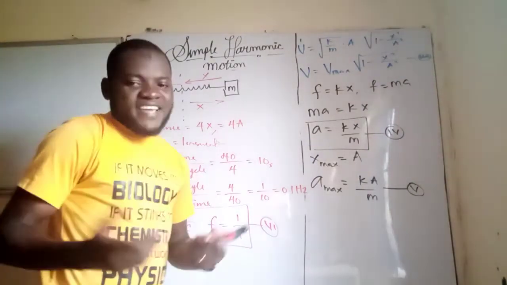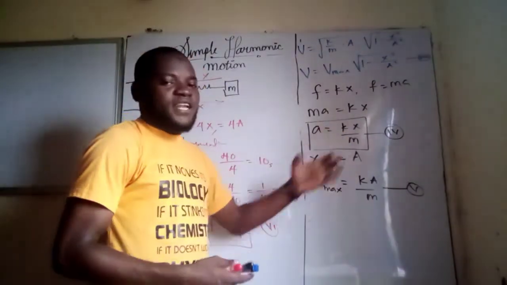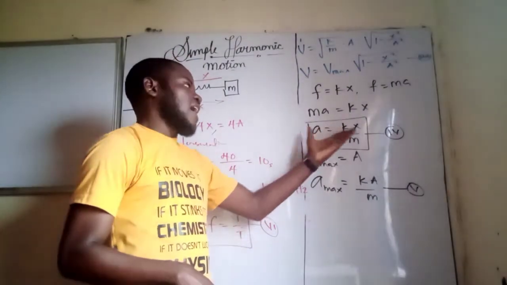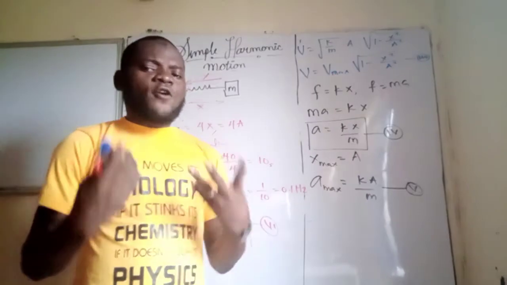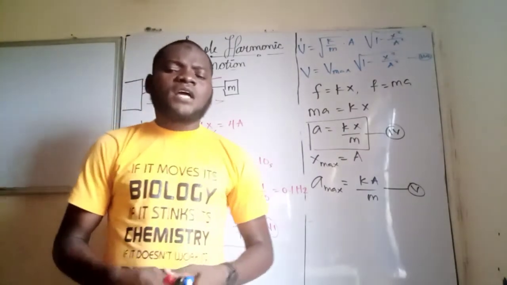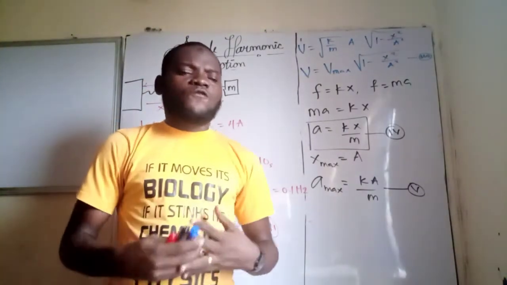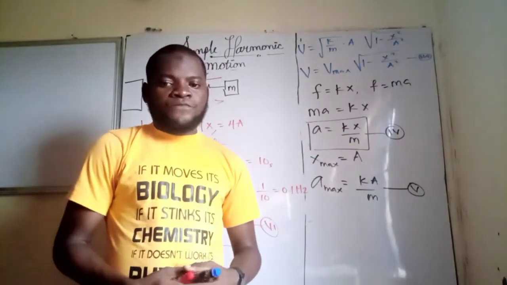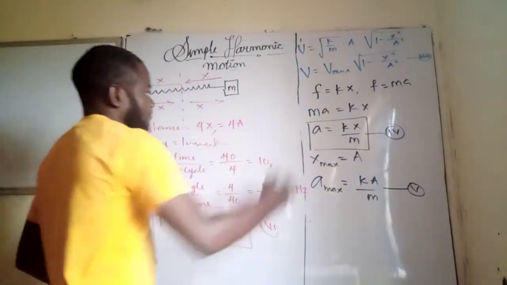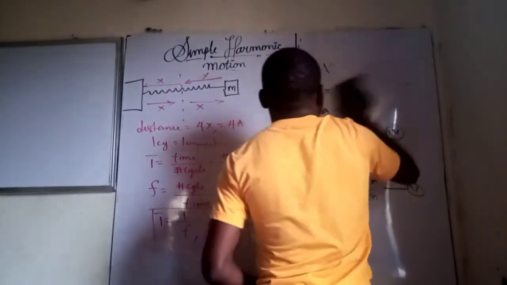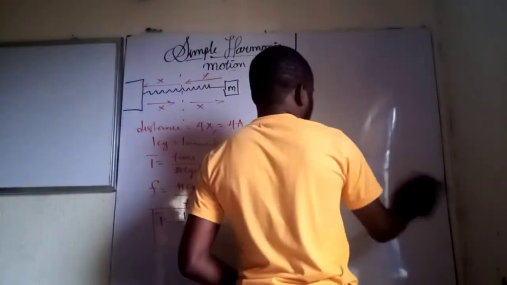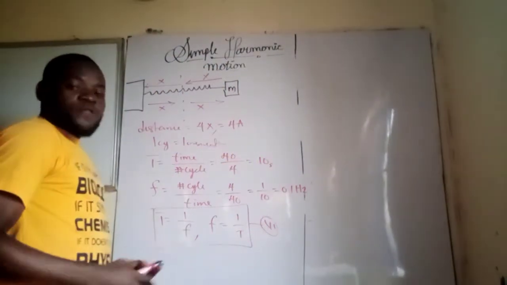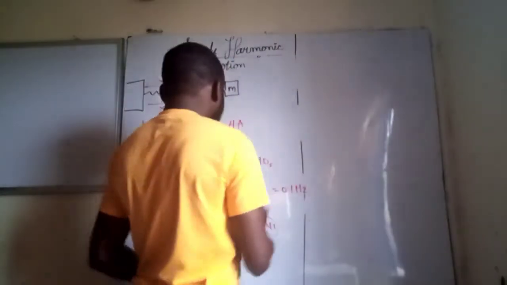Okay, since we have been talking about acceleration and velocity in terms of what? Spring constant and the mass. Now let us also talk about period and frequency in terms of what? The spring constant and also the mass of the body. Pay attention, class. Okay, if you are with me, I would like us to go into that.